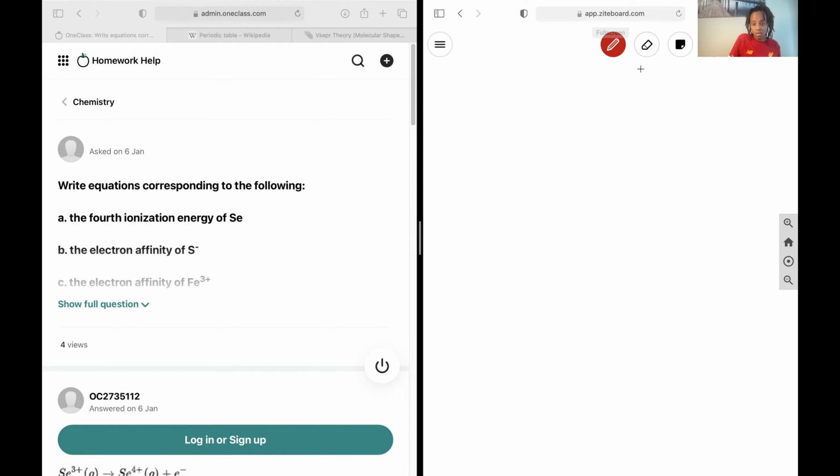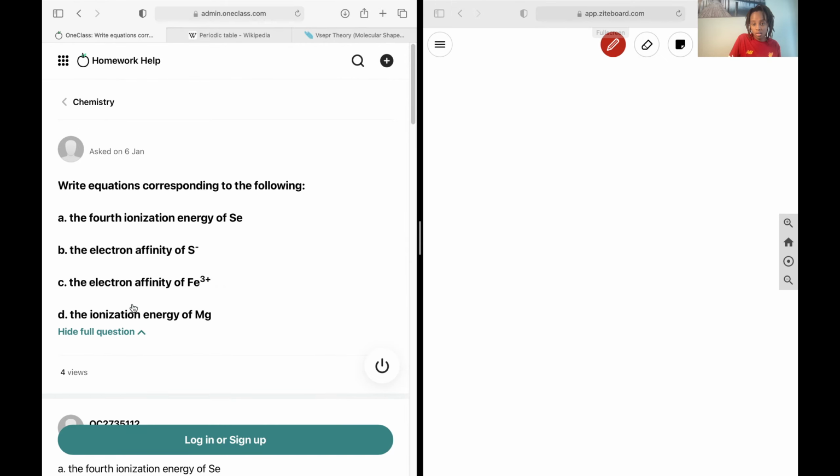Okay, we want to write down equations corresponding to the following. So I need to understand the words that they're using. So the ionization energy, which is typically just written IE, is defined as the minimum energy to remove an electron, to remove the outermost electron.